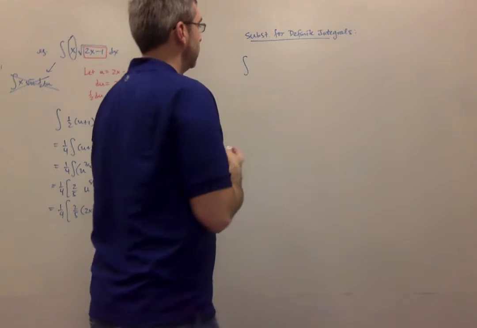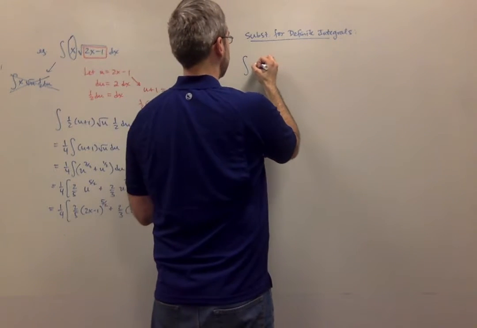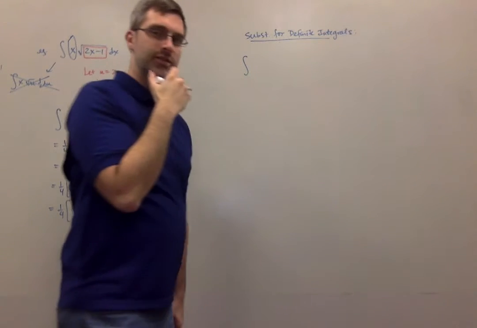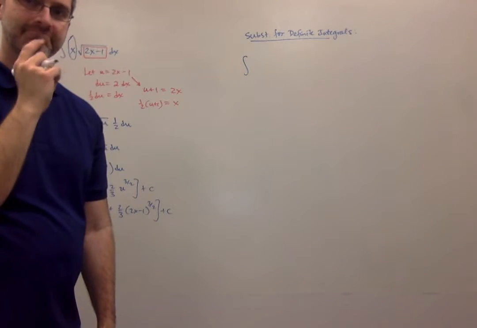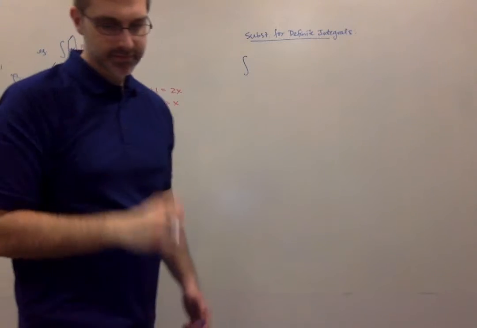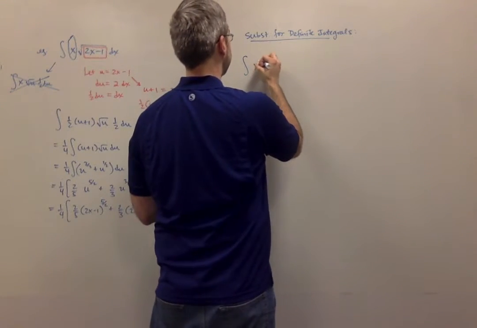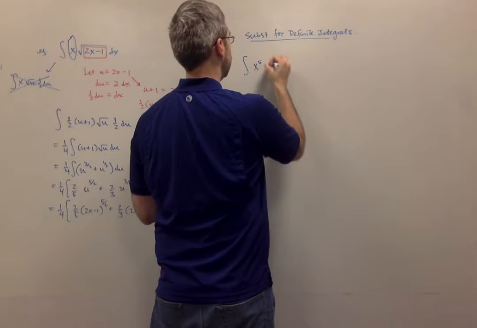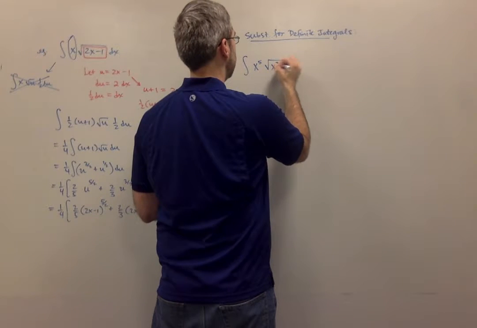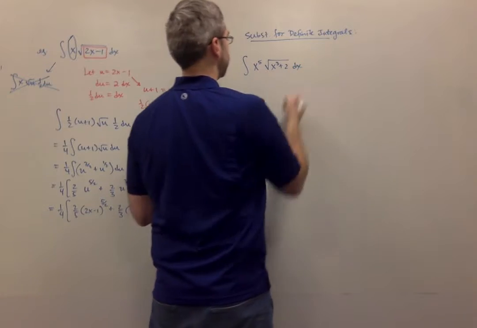Let's do, question is how hard do we want to make this? Yeah, let's go ahead and do something. So let's do x to the 5th root x cubed plus 2 dx. Okay.